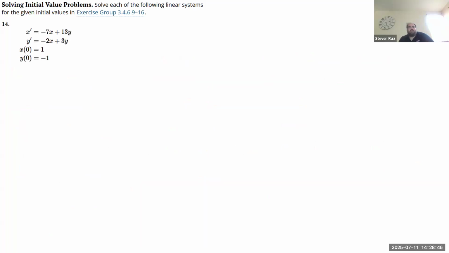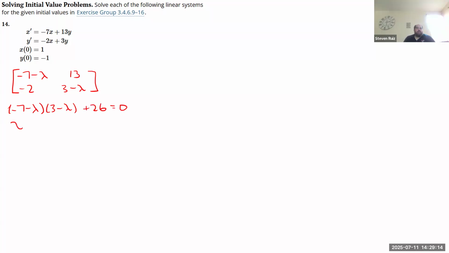All right, moving on to 14. Got another initial value problem. So let's go ahead and rapidly find those eigenvalues. So minus 7 minus lambda, 13, minus 2, 3 minus lambda. The determinant is minus 7 minus lambda times 3 minus lambda, minus negative 26, equals 0. Lambda squared minus 3 lambda plus 7 lambda, minus 21 plus 26, so plus 5 equals 0.